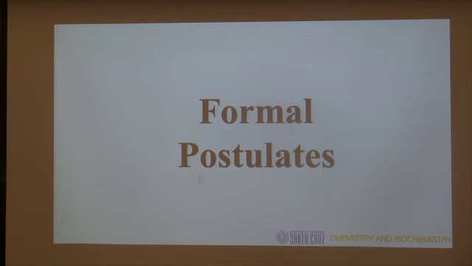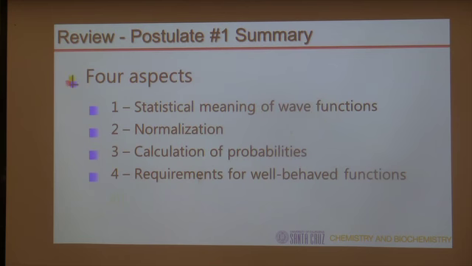Formal postulates are the basis for quantum mechanics; the quantum mechanics we learn in this class is actually built on those postulates. Okay. So a quick review of last week. We went over postulate number 1, and from number 1 we derived 4 layers of meaning. We talked about the statistical meaning of the wave function, normalization, how we can calculate the probability, and the requirement for a well-behaved wave function. Those are all included in postulate number 1, so it's actually a pretty huge topic. This is what I went over last time.